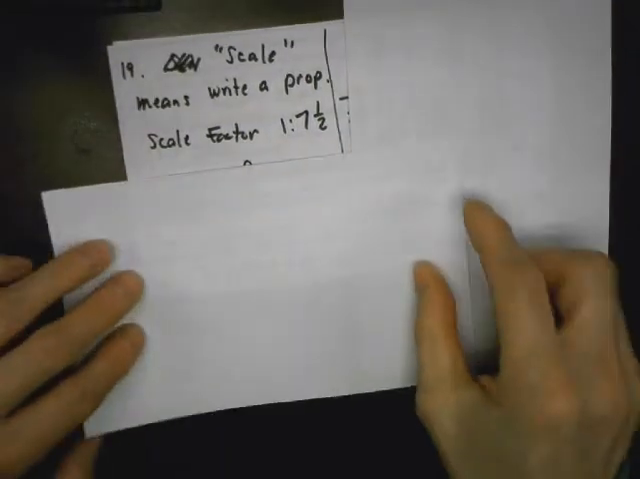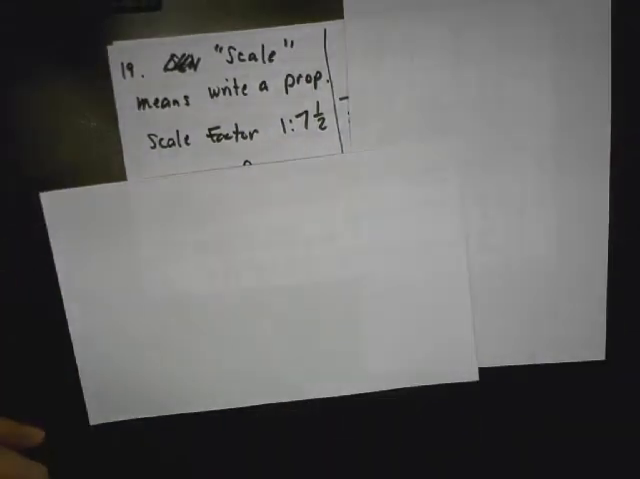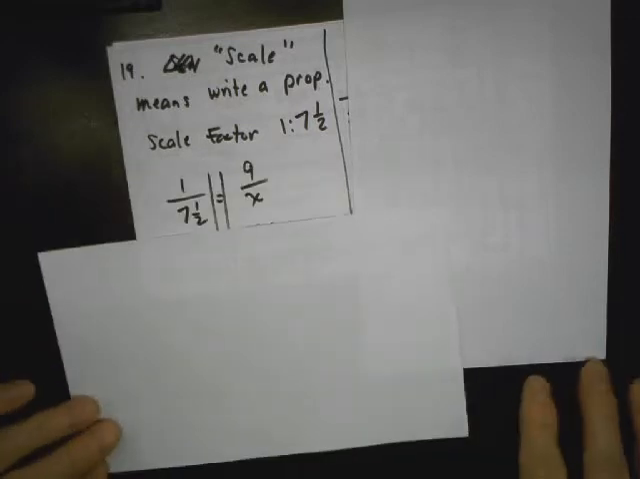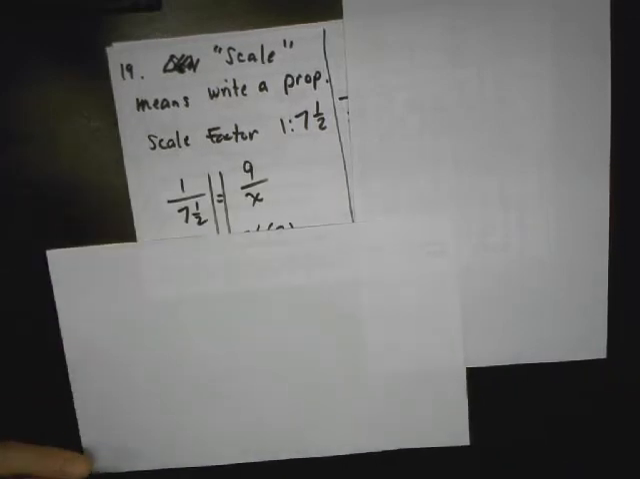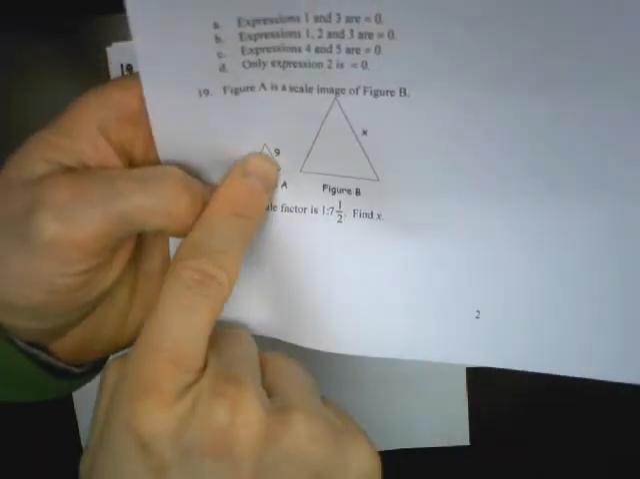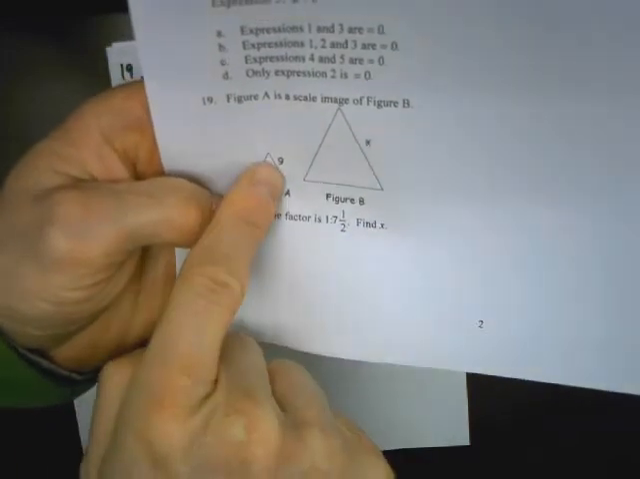Number 19, they give us a scale drawing. If they give us a scale drawing, that means you can write a proportion to solve it. So the scale that they give us is 1 to 7.5. That means 1 over 7.5. And then they give us a drawing that says find x, right? Well, the corresponding sides are 9 and x. The little one is 9, the big one is x.